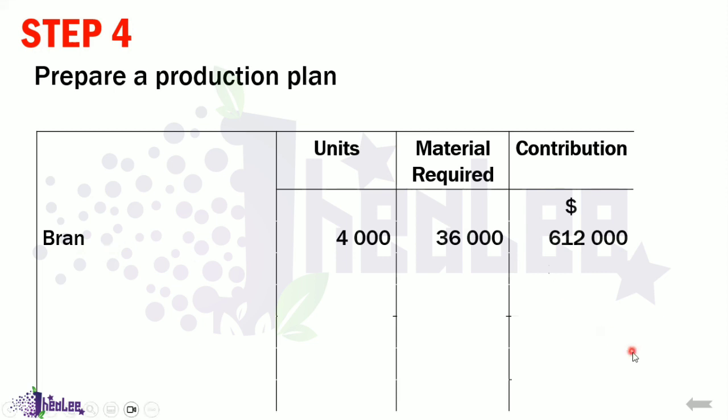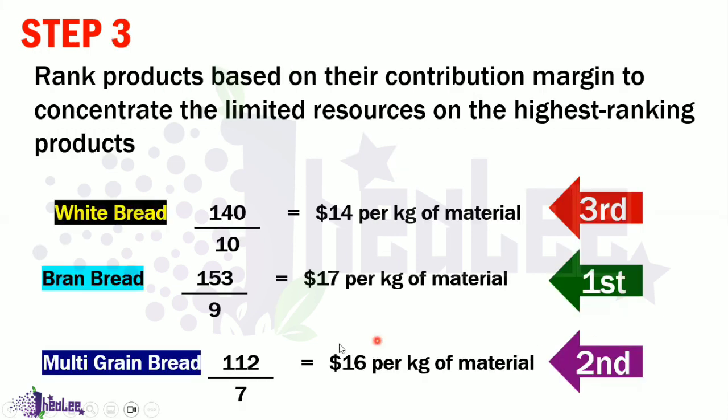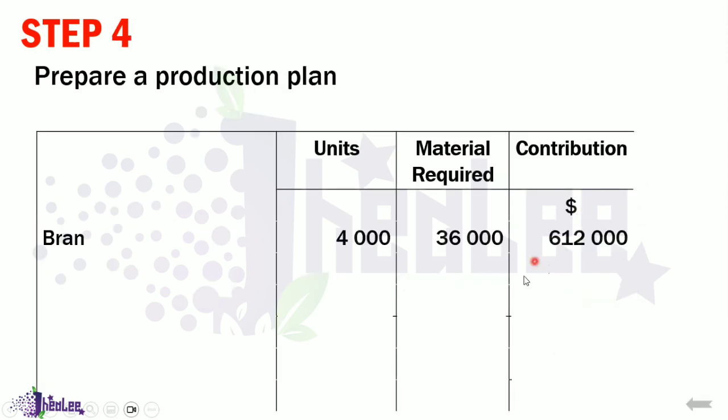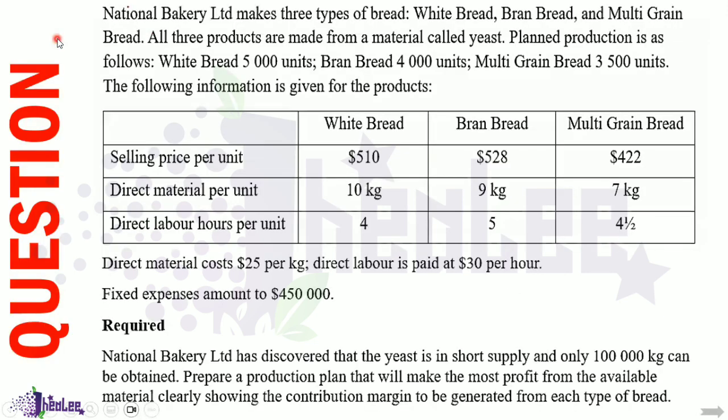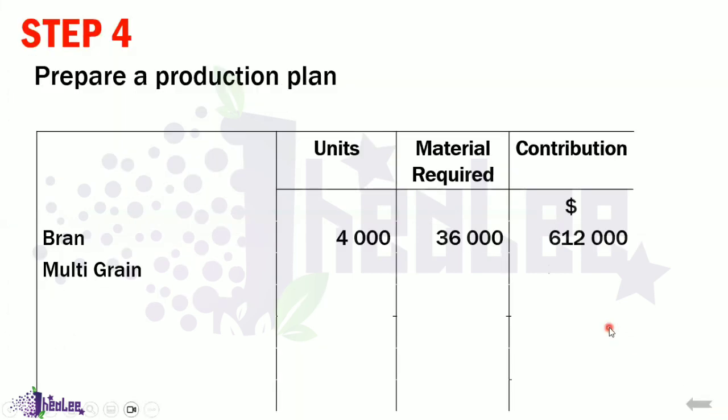Now that we have that, let's look at what should be produced next. Based on the ranking, the multigrain bread should be produced next. Okay, so let's make a note of that. All right, now we need the number of units that the business needs to plan to produce, and that information comes from the question again. Based on the question, for the multigrain, the business plans to produce 3,500 units. So we're going to enter those details in our worksheet, and that is 3,500 units.